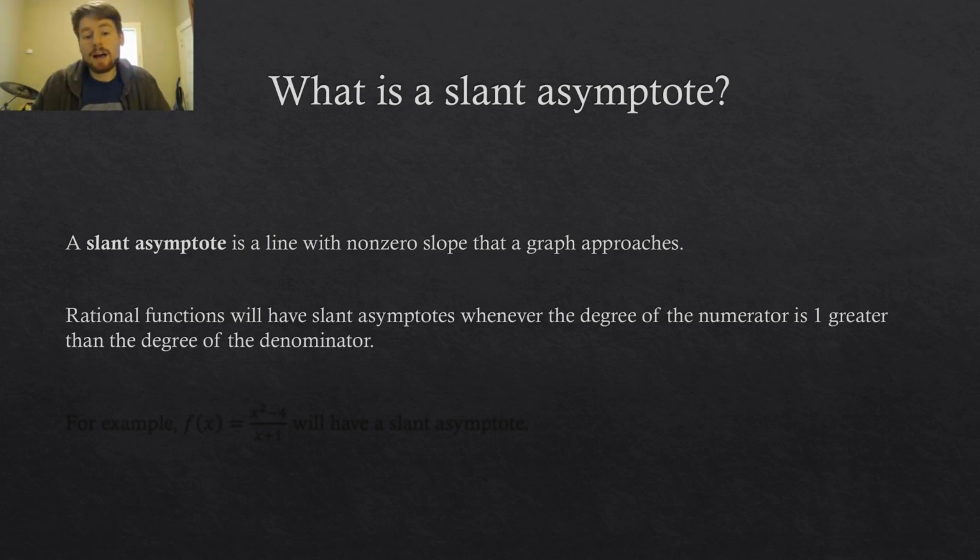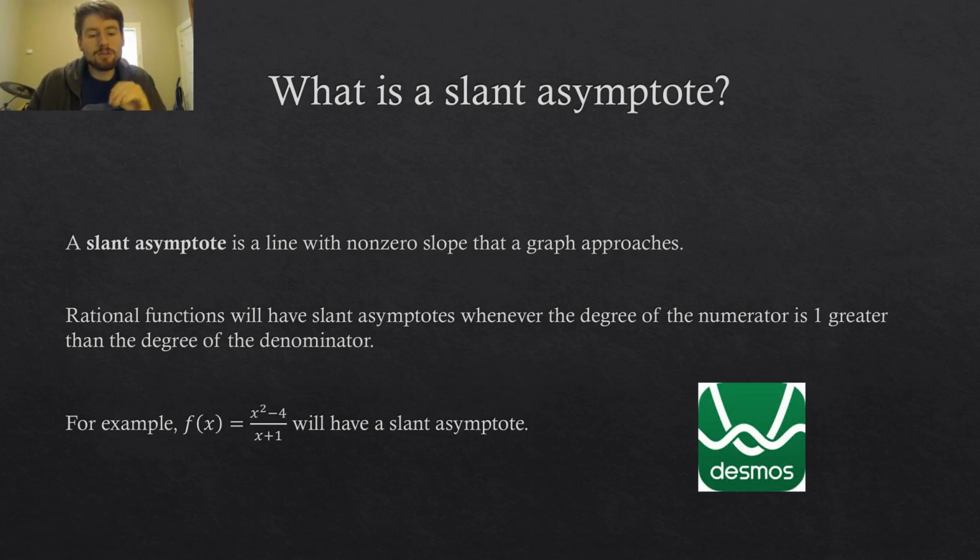Rational functions will have slant asymptotes when the degree of the numerator, the polynomial on top, is 1 more than the degree of the denominator, and strictly 1. So we're only going to get slant asymptotes when you've got a cubic divided by a quadratic, or a 4th degree polynomial divided by a 3rd degree polynomial. Those will be the times where you're going to get slant asymptotes.